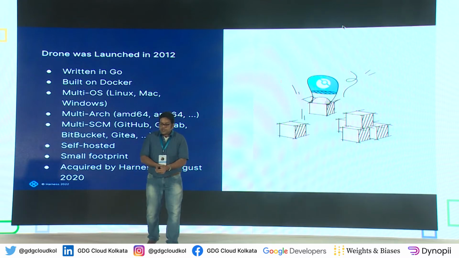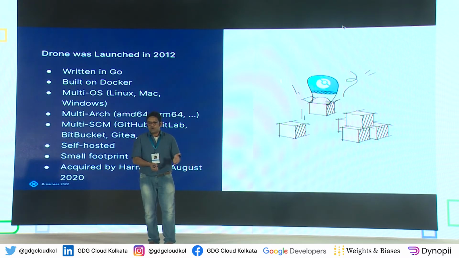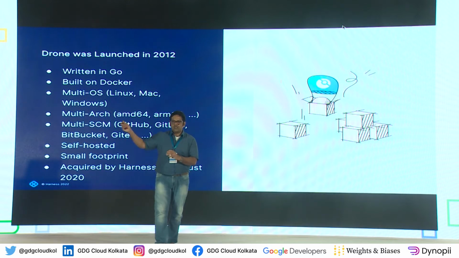Just to explain about Drone, right, it's built on Docker, multi-OS, which can run on any OS you want, multi-architecture, multi-SCM, self-hosted. It has a very small footprint. You don't need a big server to run Drone. It's a very small series of Golang binaries. You can run it on any machine. I'm going to show that I'm running it on my laptop, which is not a very high-performing laptop, right? That was about Drone, right?